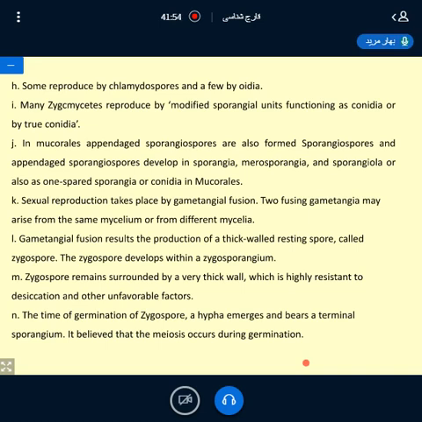Some reproduce by chlamydospores and a few by oidia. Many Zygomycetes reproduce by modified sporangia units functioning as conidia or by true conidia.